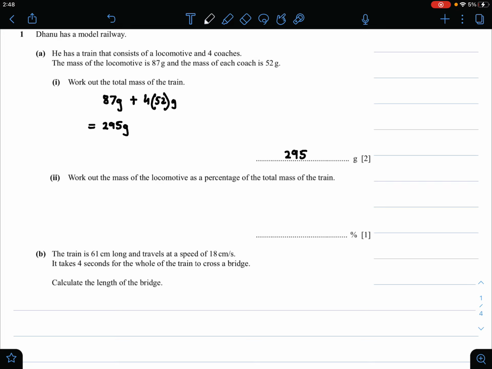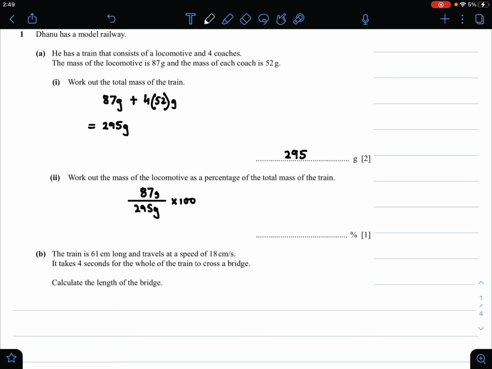Now let's move to part A2, where they are asking us to work out the mass of the locomotive as a percentage of the total mass of the train. Okay, so the mass of the locomotive is 87 grams, and the total mass of the train is 295 grams. So they are telling us to work out the percentage of this. So all we need to do is multiply by 100. So now all you need to do is input this into your calculator. So 87 divided by 295 multiplied by 100.